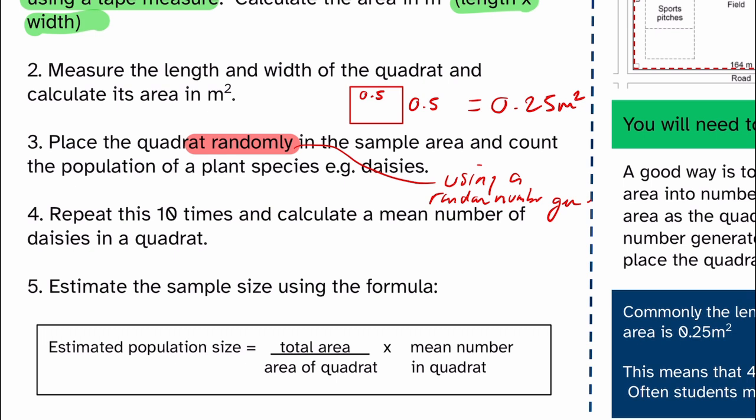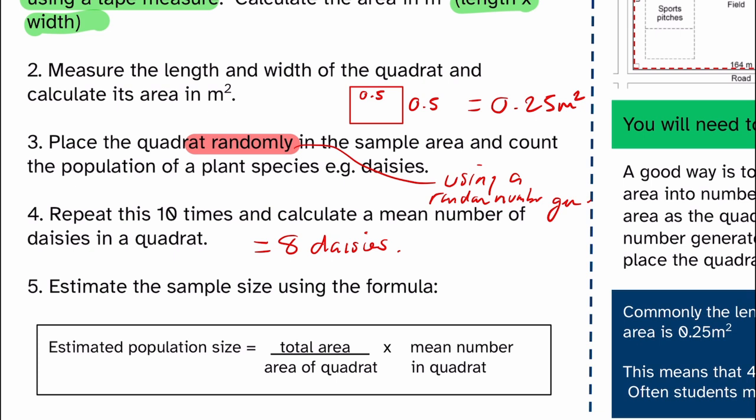So let's say that we did this, and let's say that our mean was we had 8 daisies. It could be buttercups, it could be anything. All right, that was our mean. Then what we do is we use this to estimate the number of daisies in the full field. All right, so very straightforward.